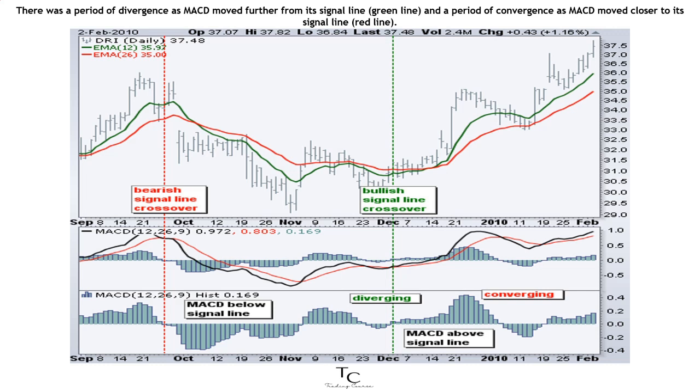Look at the green line. And a period of convergence as MACD moved closer to its signal line. Look at the red line.